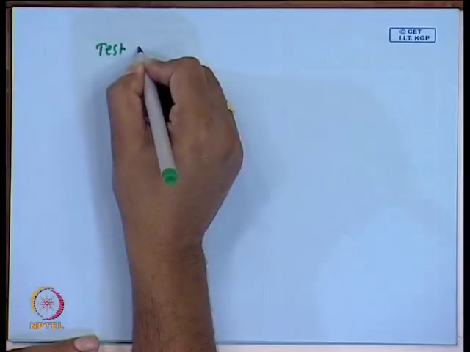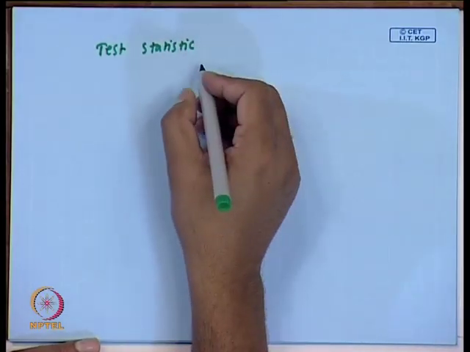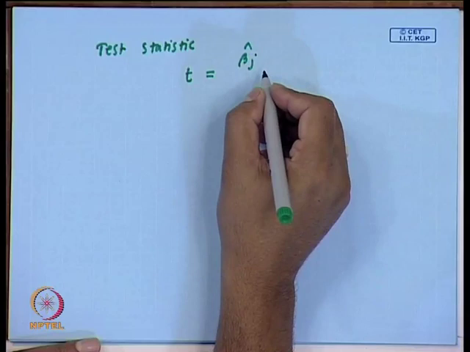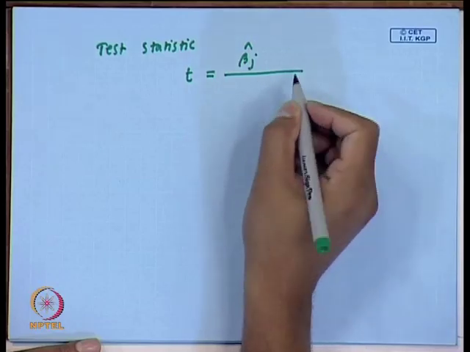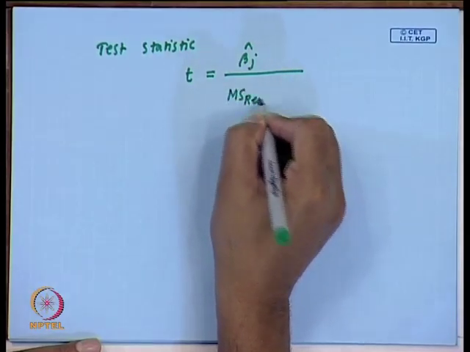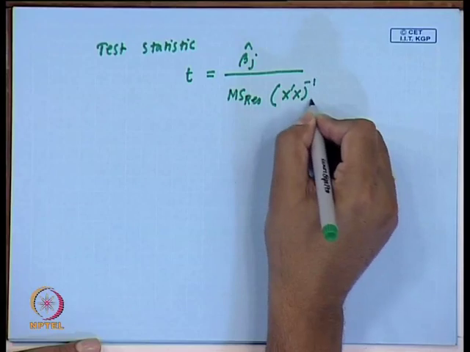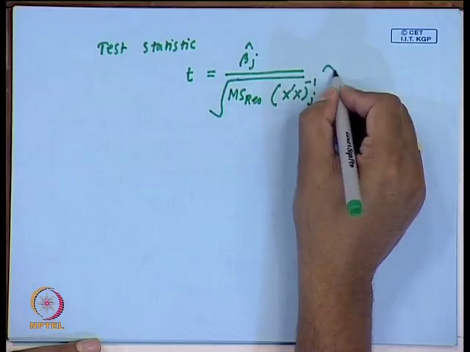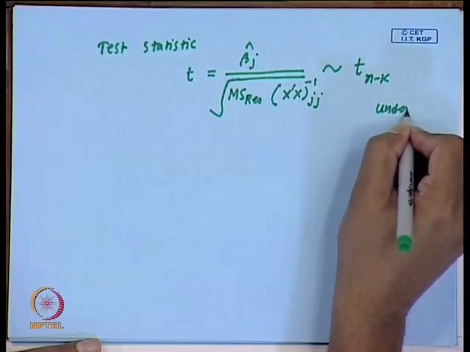Well, so the test statistic for this testing is that T equal to beta j hat by square root of MS residual times the jth element of X prime X inverse. This follows T distribution with degree of freedom n minus k. Of course, this is under H naught.